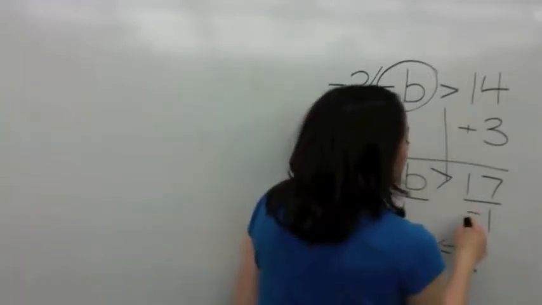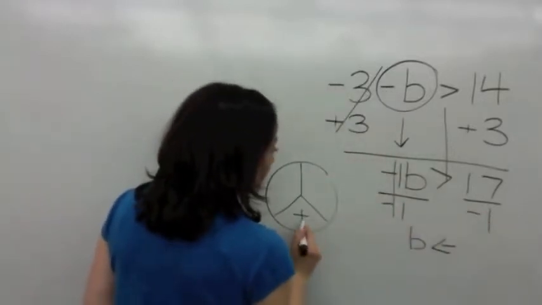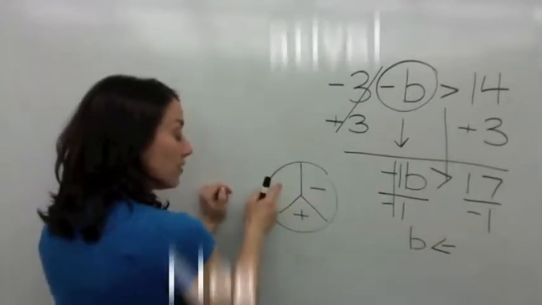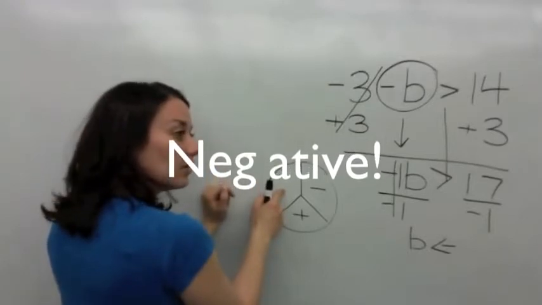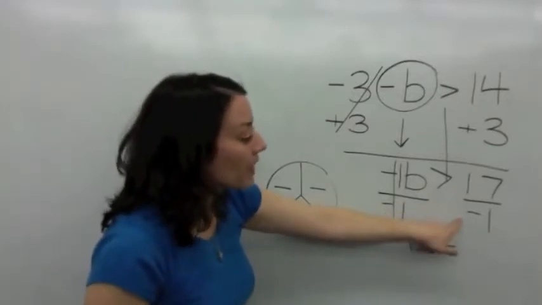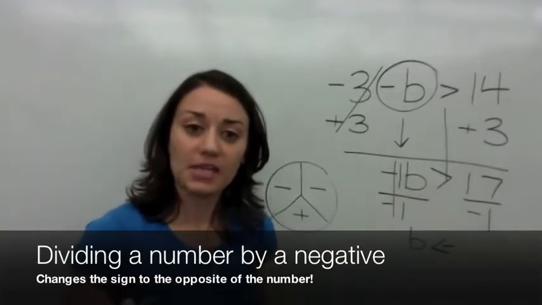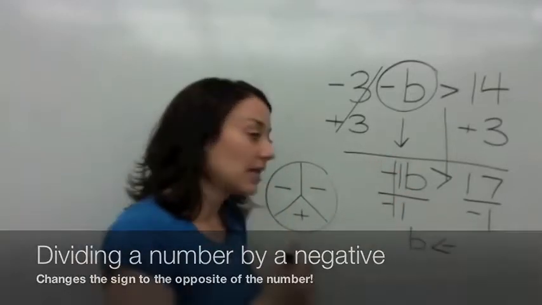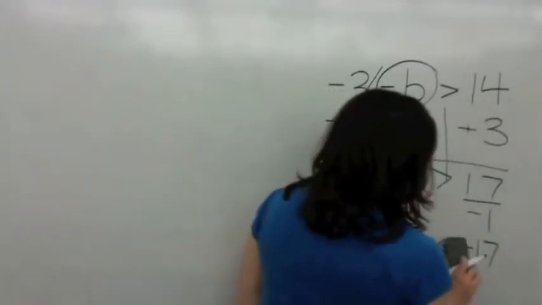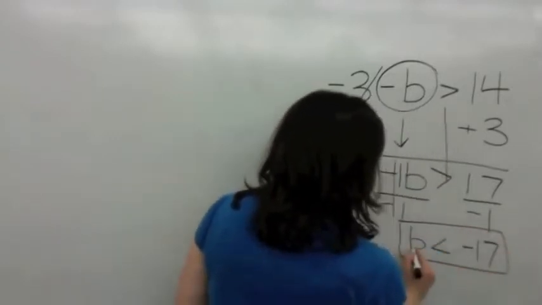Okay, 17 divided by -1. Here we go. You have a +17 and a -1. A positive divided by a negative is, what goes here? Negative, good job. So here when you divide by -1, all it does is change the sign of 17. It changes it from +17 to -17. That's right. All right, and your inequality is going to be b is less than -17.